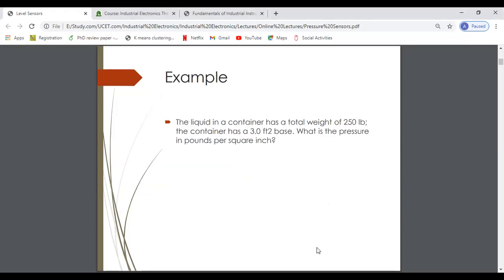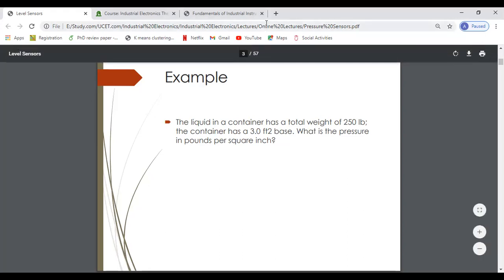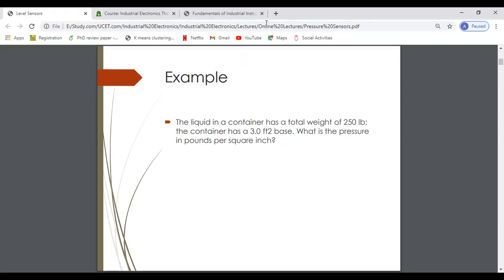Here is an example to measure the pressure. The liquid in a container has a total weight of 250 pounds. The container has a 3.0 feet square base. What is the pressure in pounds per square inch? We have to find the value of the pressure in PSI units.